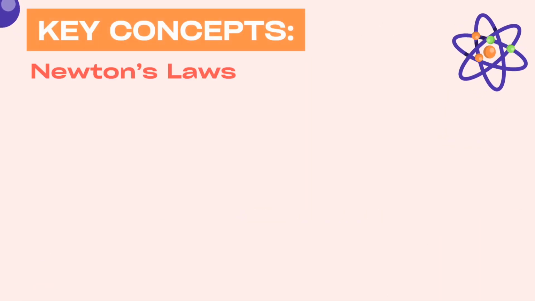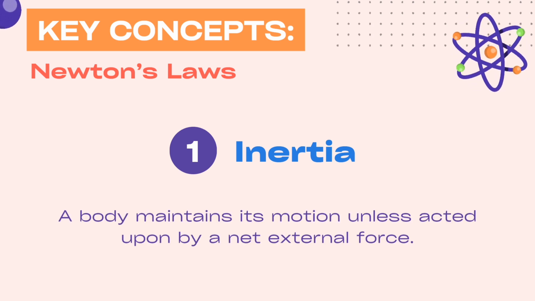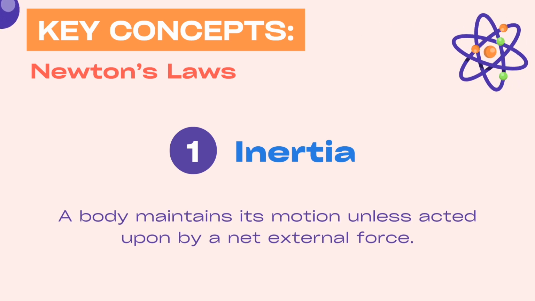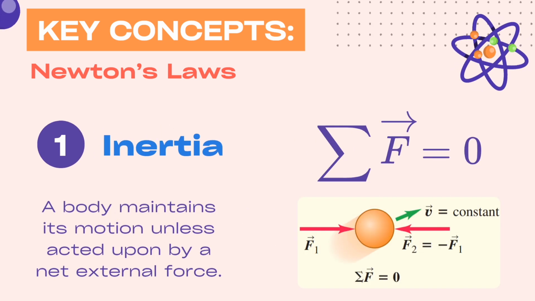Newton's first law is all about inertia. A body maintains its motion unless acted upon by a net external force. If an object is at rest, it remains at rest. If an object is moving at constant velocity, it will keep moving at constant velocity. We can express this more formally as a vector equation with the sum of forces equaling 0.